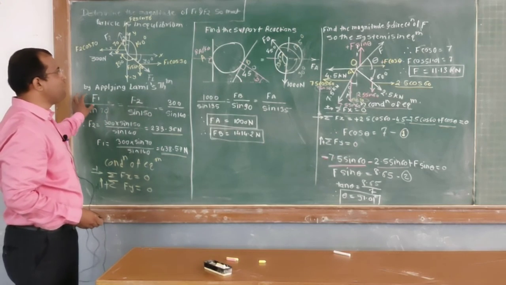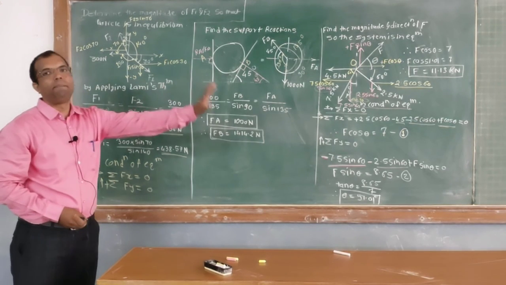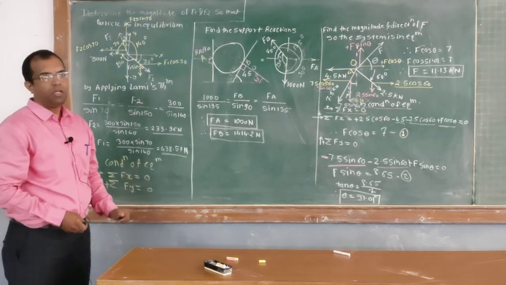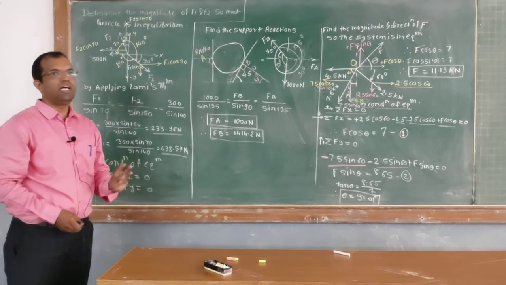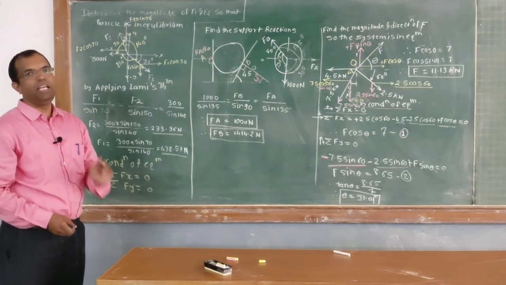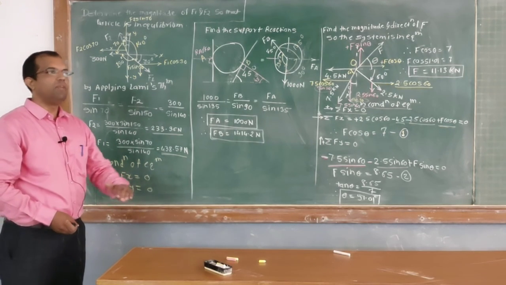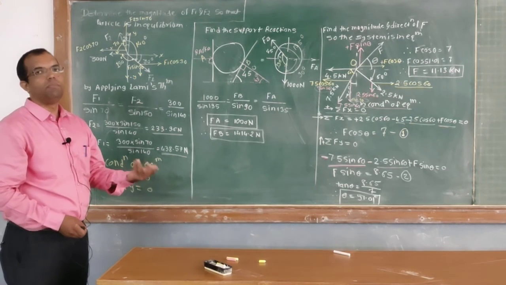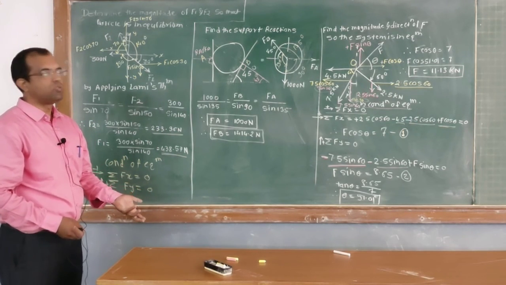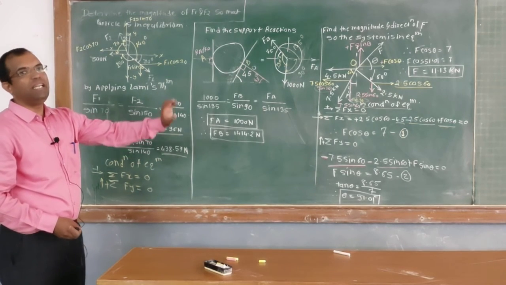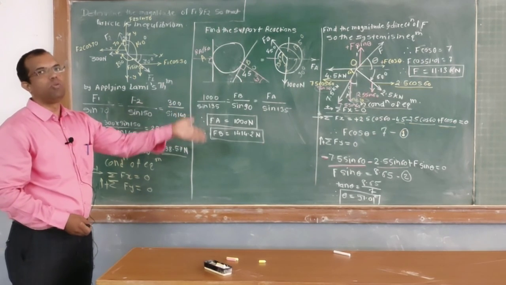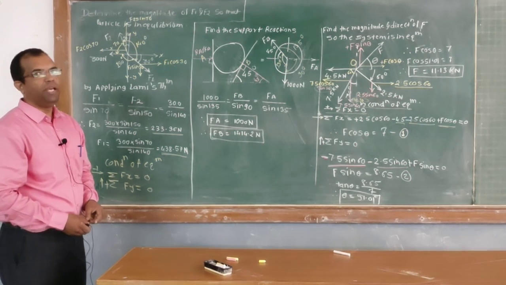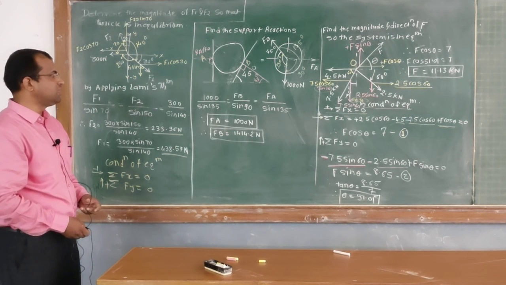Thus today we solved the problems of concurrent force system, equilibrium of concurrent force system, by using Lami's theorem and by applying the condition of equilibrium. So always remember that if there are three concurrent forces which keep the system in equilibrium, then we can apply Lami's theorem, which will make your problem very easy to solve. And if more than 3 forces are there, then we have to apply the condition of equilibrium for the concurrent force system.